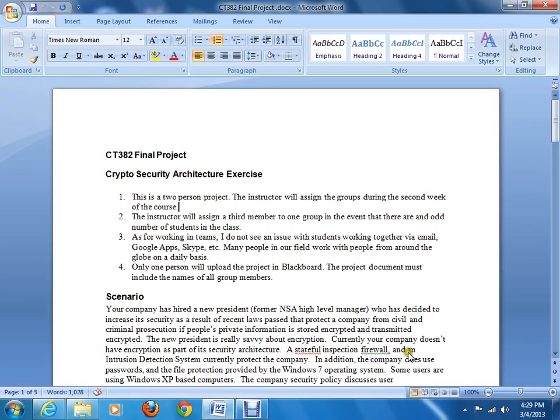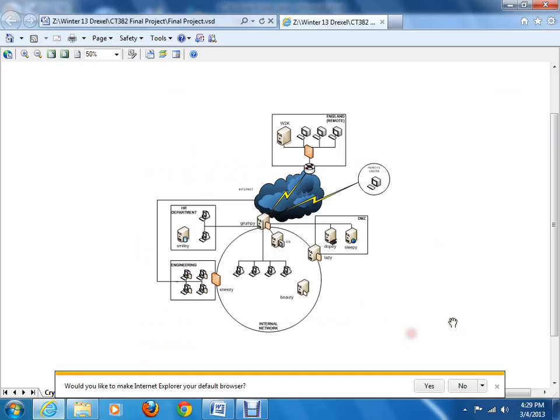So I do have a diagram here for you. And just open that up. I do have a Visio document of this. I will upload it to Blackboard for your convenience. You may remove or add any hardware to this network or take any hardware from the network, provided that it's relevant to the encryption of the network. For instance, if you wanted to take out the file server and replace it with cloud storage, that's fine.